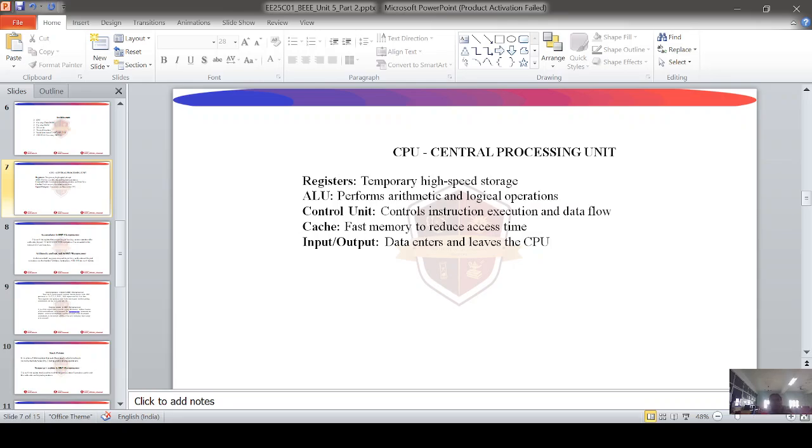Then CPU, Central Processing Unit. The CPU is the brain of the computer system. Registers store temporary data. The ALU, Arithmetic Logic Unit, performs arithmetic and logical operations. The control unit manages instruction execution. Cache memory improves processing speed. And input-output units handle data transfer.